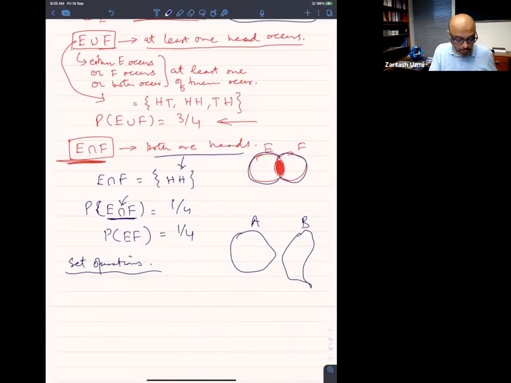And next time we are going to cover the axioms of probability, and then the generalization of the union of events with a few examples. Okay. Any questions before I finish the session?